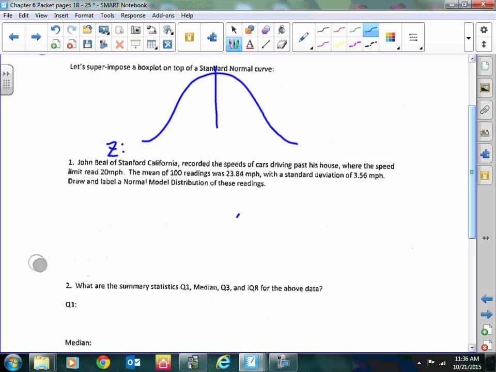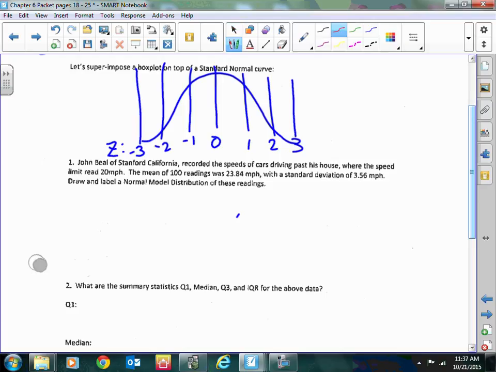So we're going to put our 0, 1, 2, 3. Okay. -1, -2, -3. All right. So I want to get a box plot superimposed on this. And so what are the things that we graph on a box plot? Median. Okay, good. Where is the median located? 0. Okay, very good. Since this is symmetrical, the median will be right here.